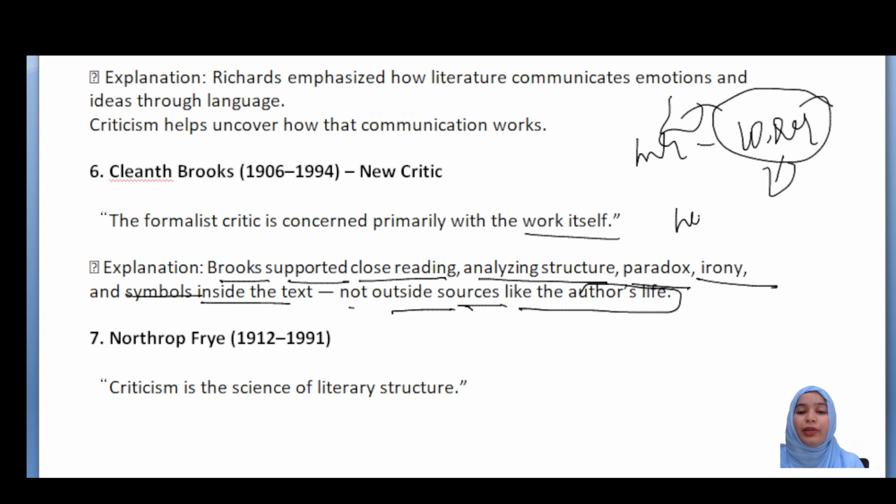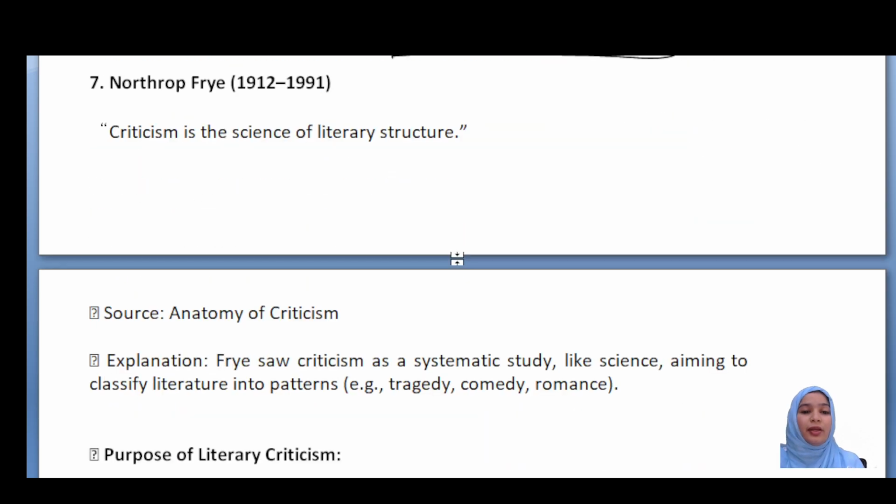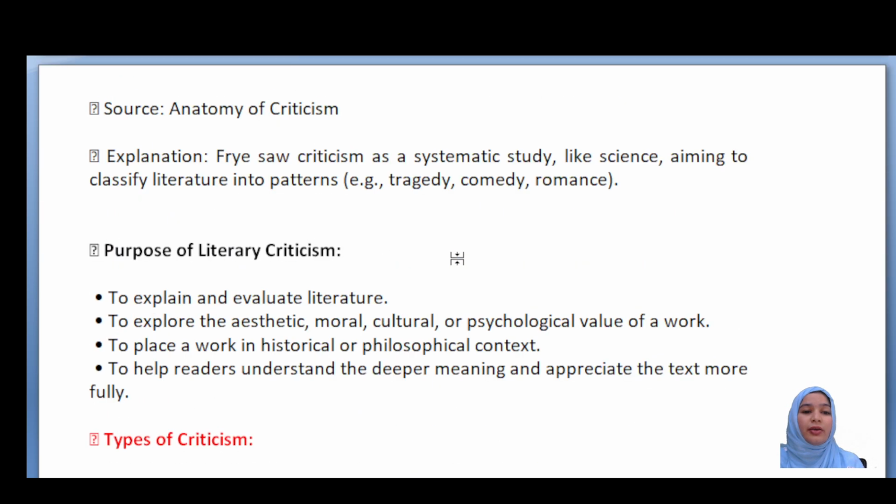If you read William Wordsworth's poems, give complete concentration to the works, not his biography. That is not a way of criticizing a work. Okay, next. Last one.